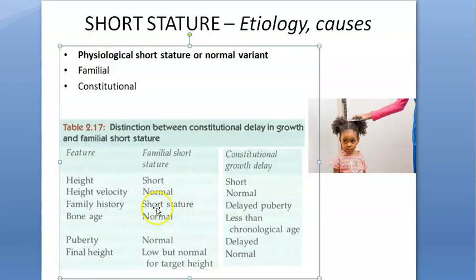See, the velocity is normal. The growth velocity is normal. The height is short, but okay, the family itself is short. The bone age is normal. Puberty is normal. Okay, so everything is normal.